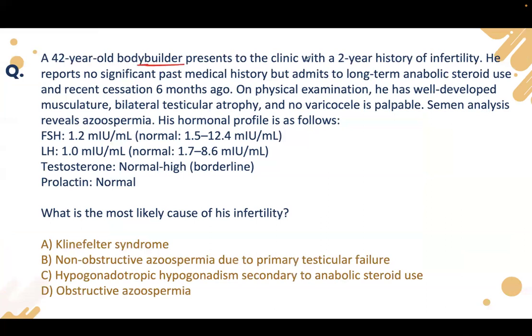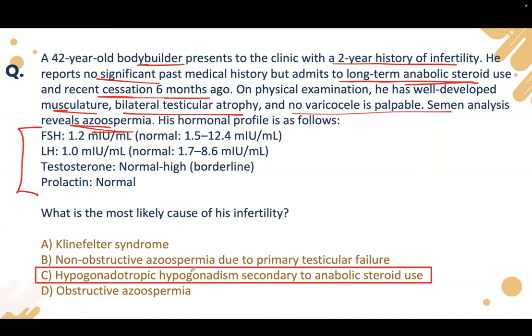A 42-year-old bodybuilder presents to the clinic with a 2-year history of infertility. Past medical history is not significant. He admits to long-term anabolic steroid use and recent cessation 6 months ago. He has well-developed musculature, bilateral testicular atrophy, and no palpable varicocele. Semen analysis reveals azoospermia. This is his lab analysis. What might be the cause of his infertility? Pause and answer. So the answer would be C.